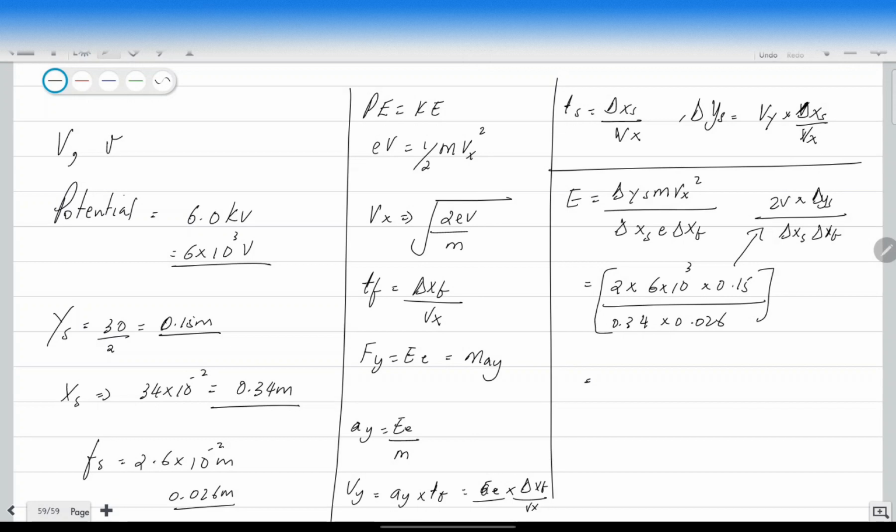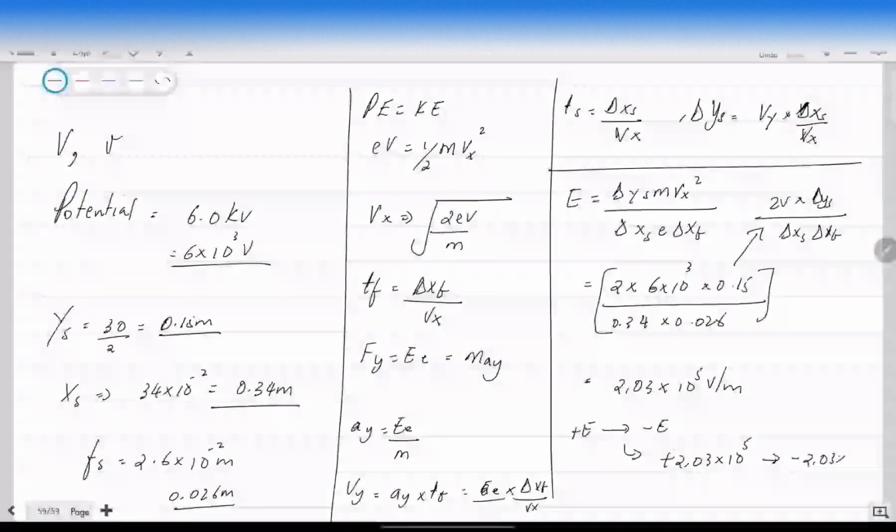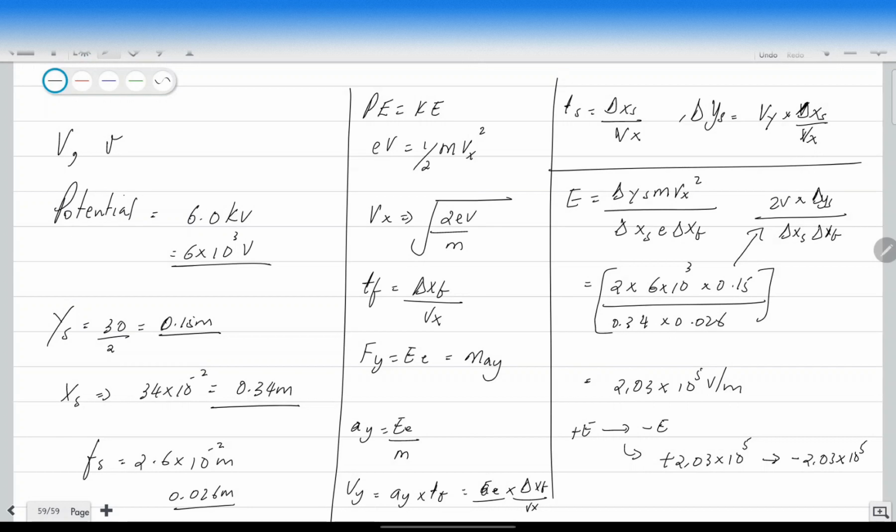So this should give you a value of around 2.03 into 10 to the power 5 V/m. So the variation from positive E to minus E will be equal to plus 2.03 into 10 to the power 5 to minus 2.03 into 10 to the power 5 V/m.